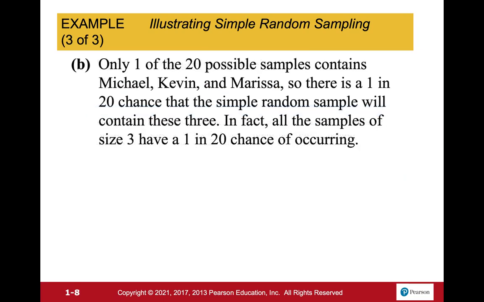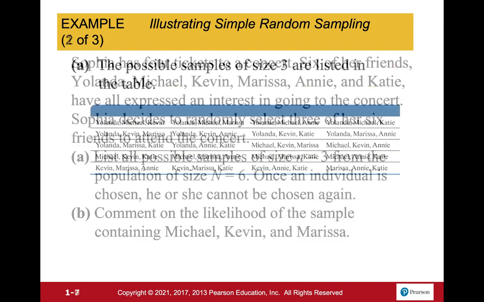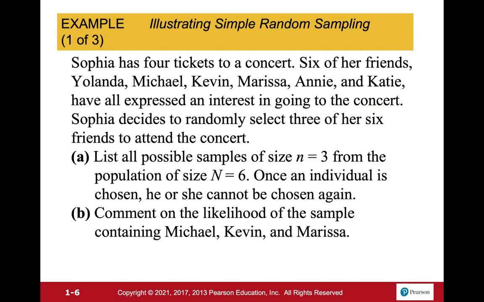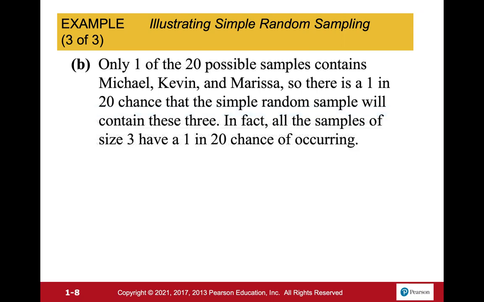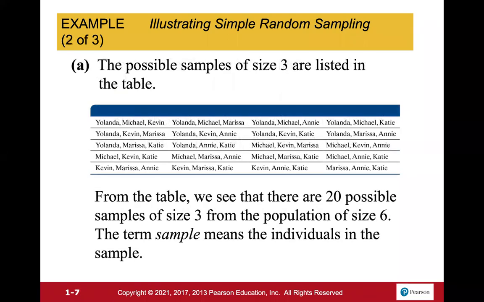All right, part B. What was the question? Comment on the likelihood of a sample containing Michael, Kevin, and Marissa. So there's only one time where that's going to happen: Michael, Kevin, Marissa, and that's right there.